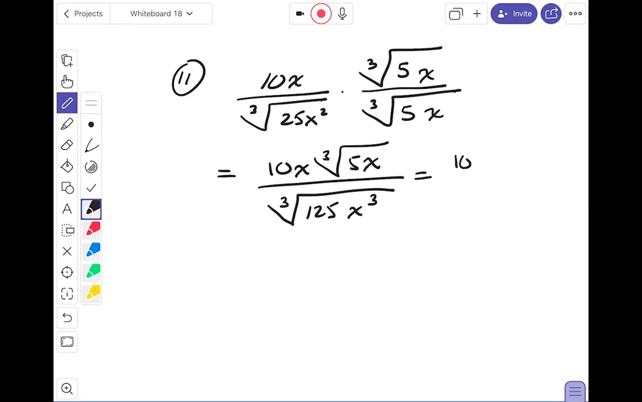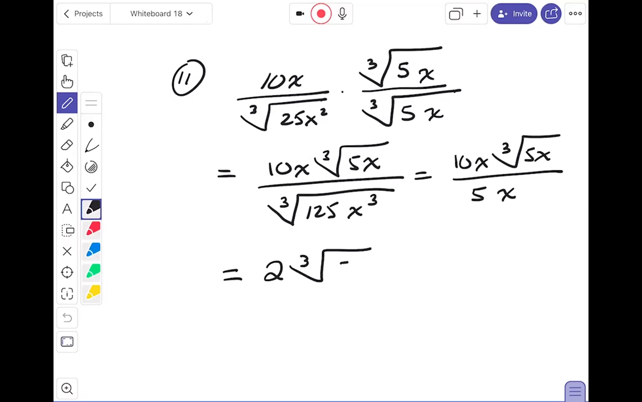10x cube root of 5x. The cube root of 125 is 5, and the cube root of x cubed is x. Let's do a little reduction. 5 goes into 10 two times. The x's cancel. I'm left with the cube root of 5x. Get the red pen out, look at the answer, and certainly we can agree with that answer. It's one that's listed in your blue area of your notes.